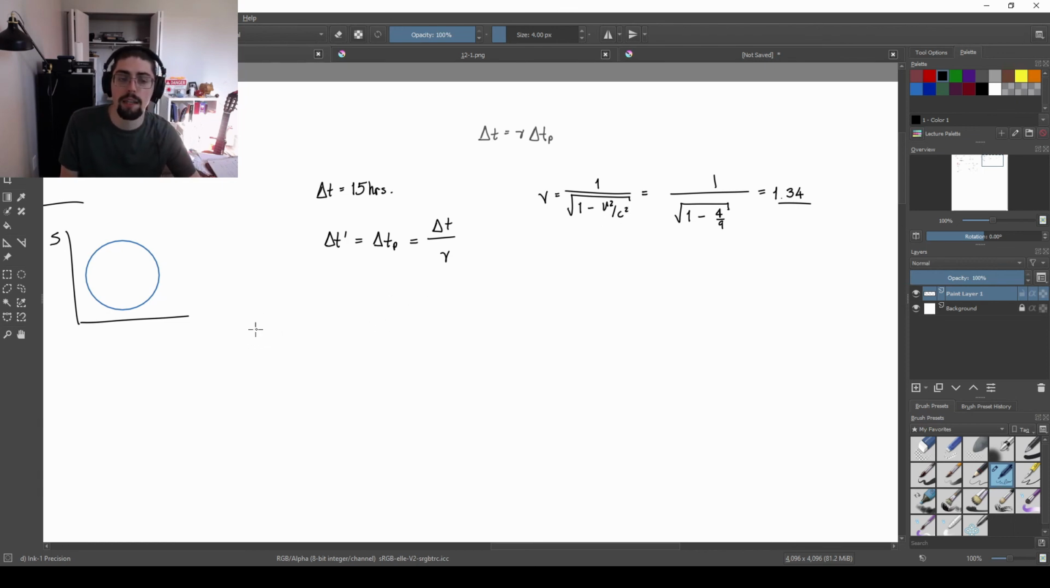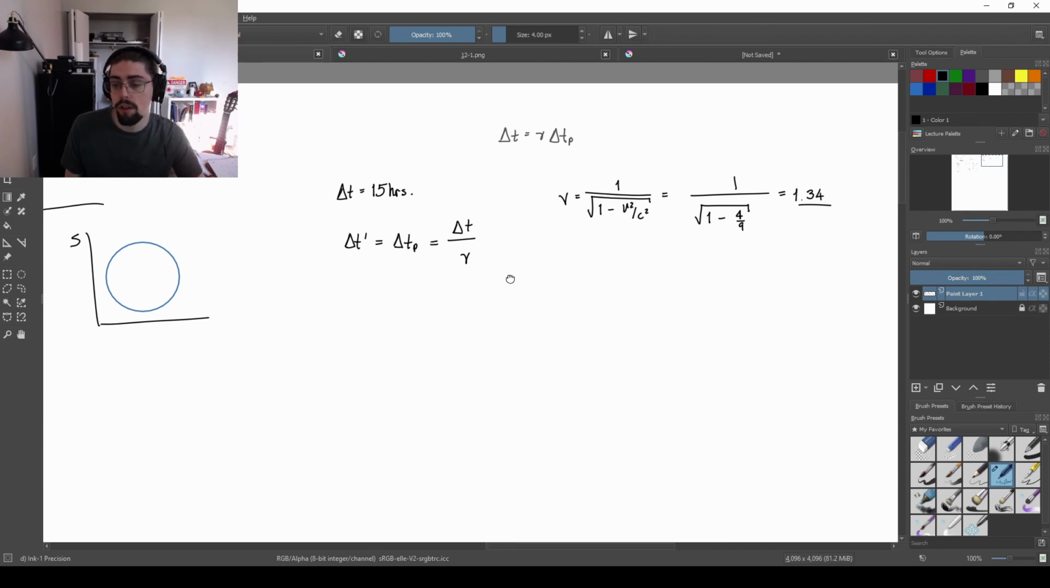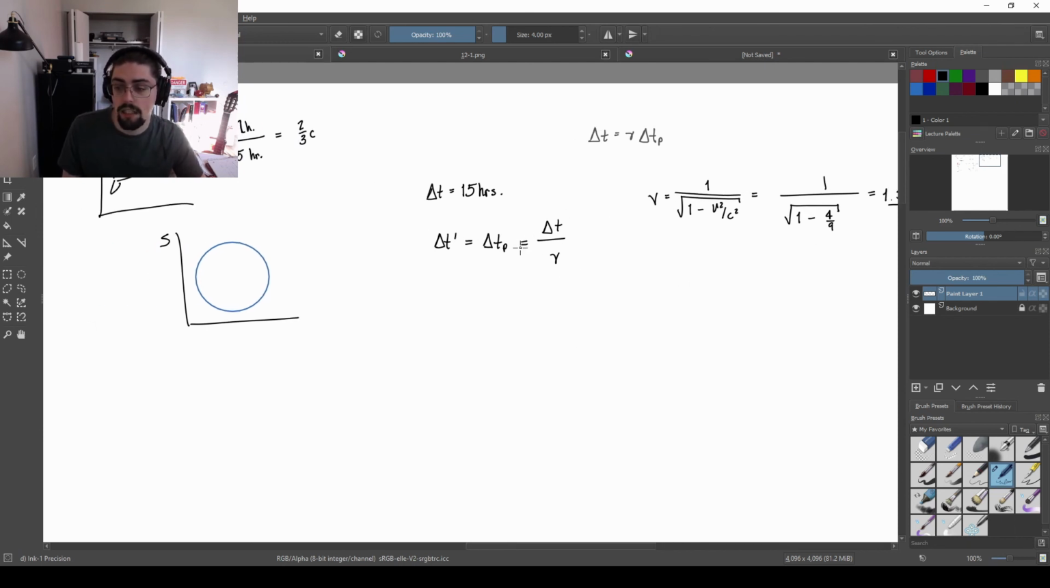To really make the crazy effects from time dilation, like what you might have seen in Interstellar when they got really close to the black hole, you have to have much, much higher velocities, or in that case, a very, very, very strong gravitational field. So we've got gamma equal to 1.34. We come back here, take delta t divided by 1.34, and we get, at the end of the day, that the proper time should be 11.18 hours.